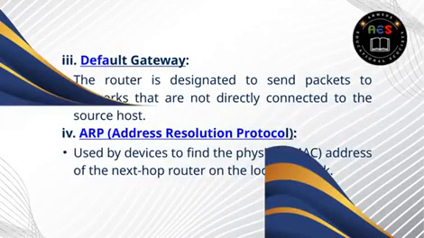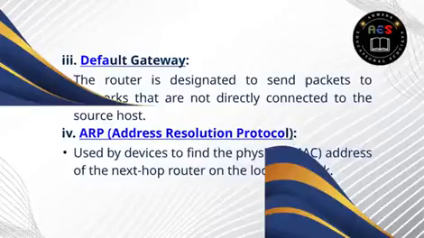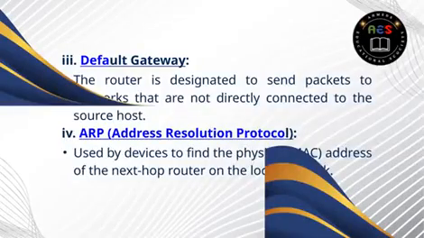Next, we have ARP, which stands for Address Resolution Protocol. This is a crucial process that devices use to find out the physical, or MAC, address of the next hop router on the local network. Essentially, when a device needs to send data to another device outside its local network, it uses ARP to identify the MAC address of the router that will forward that data onward.